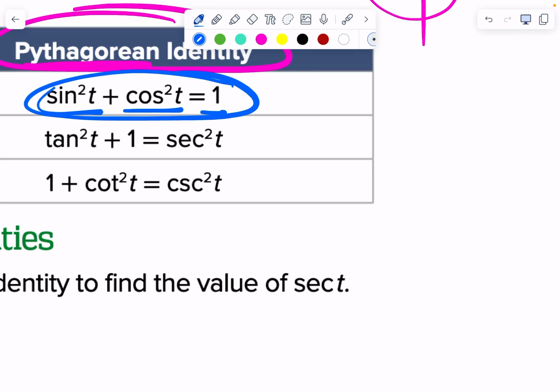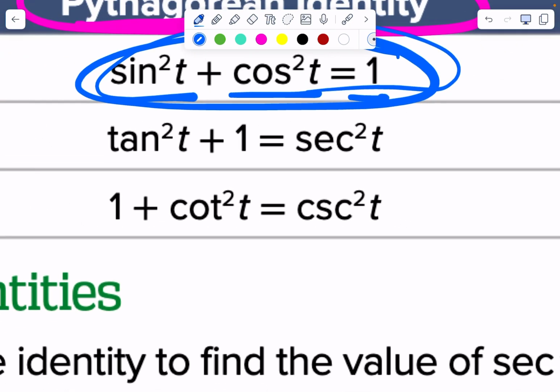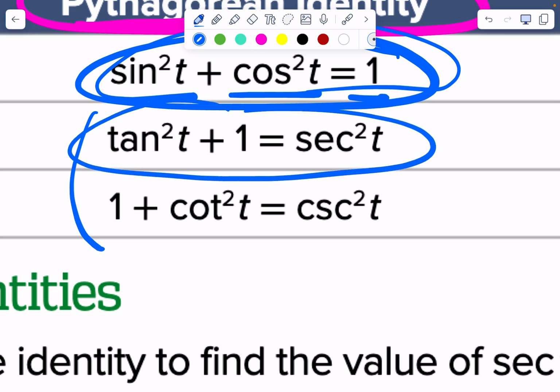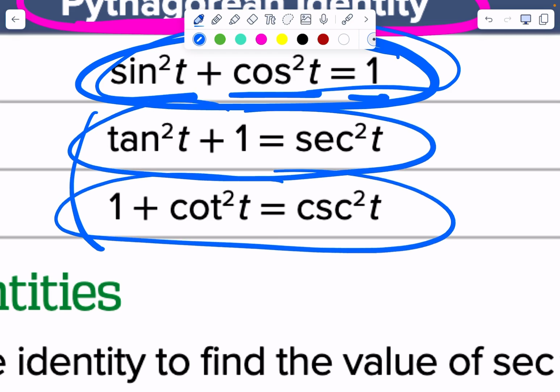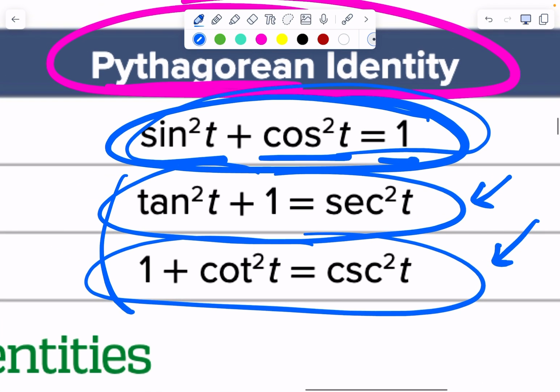Sine squared plus cosine squared equals 1. Not only that, but you have, and I don't have these bottom two memorized, tangent squared plus 1 equals secant squared, and 1 plus cotangent squared equals cosecant squared. These two I don't have memorized. That's why I put it on the unit circle for you. You should probably memorize sine squared plus cosine squared equals 1.